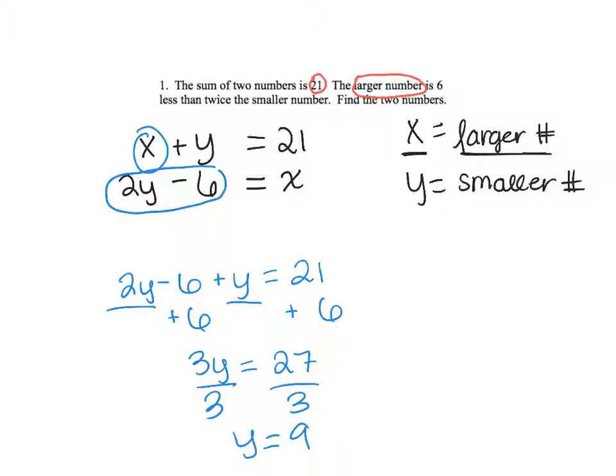Now, I'm going to go to my first equation, and I'm going to have x plus y equals 21, and you'll just substitute in a 9 for y. It equals 21, and you'll be able to solve for x from there. And then you can easily check both of these by plugging what you get for y and what you get for x into these equations.